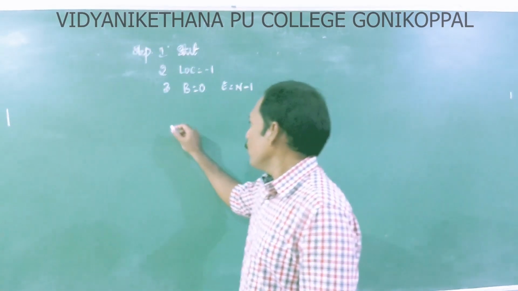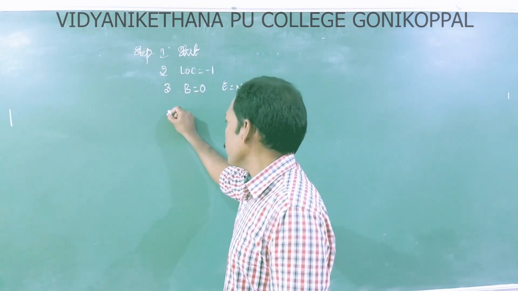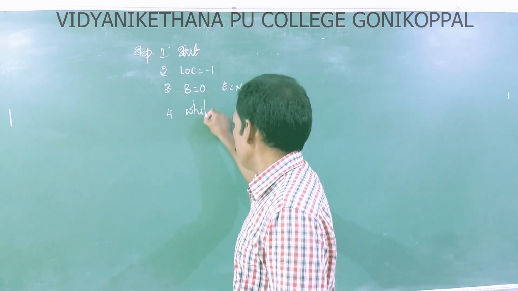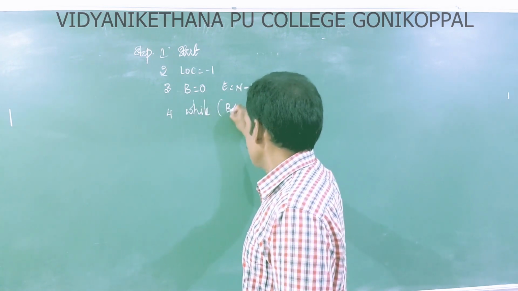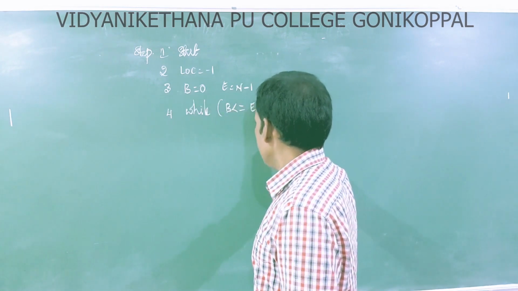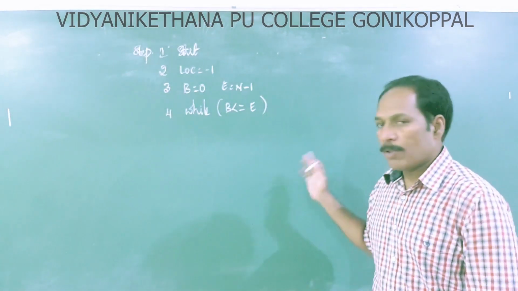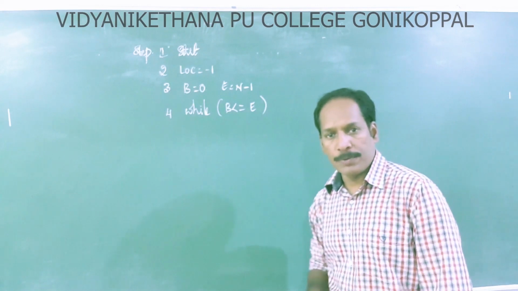Next, let us repeat the process. Repeat the following steps while b is less than or equal to e. That indicates that as long as there exists an element between b and e, the lower bound and upper bound. I will give an example and show you how it works.